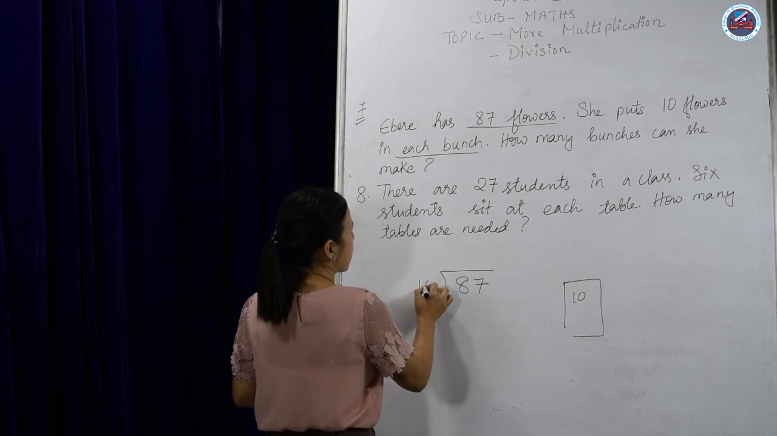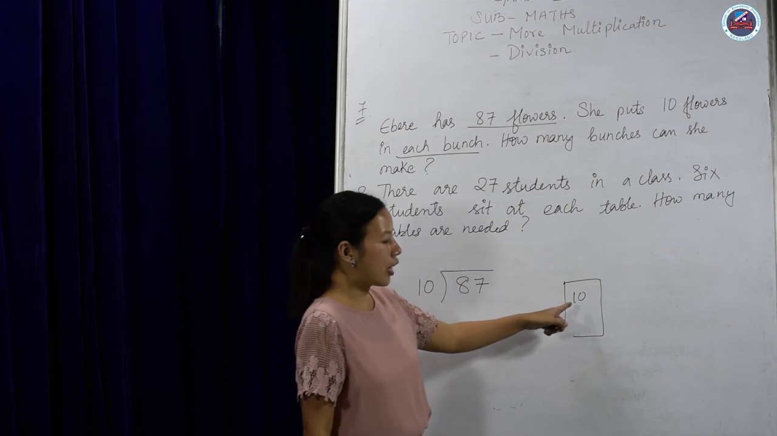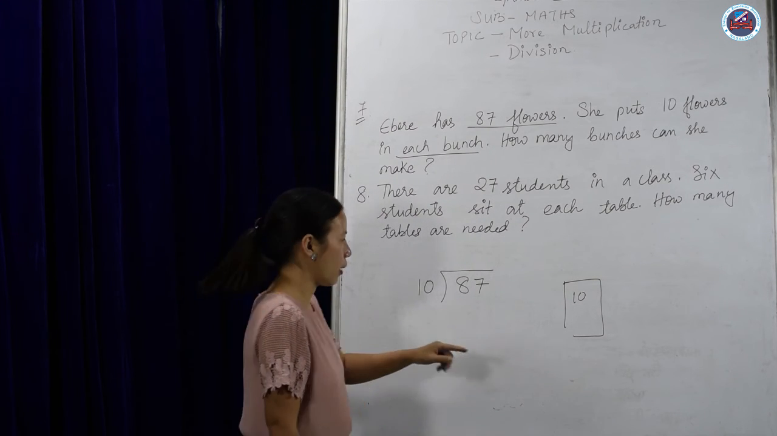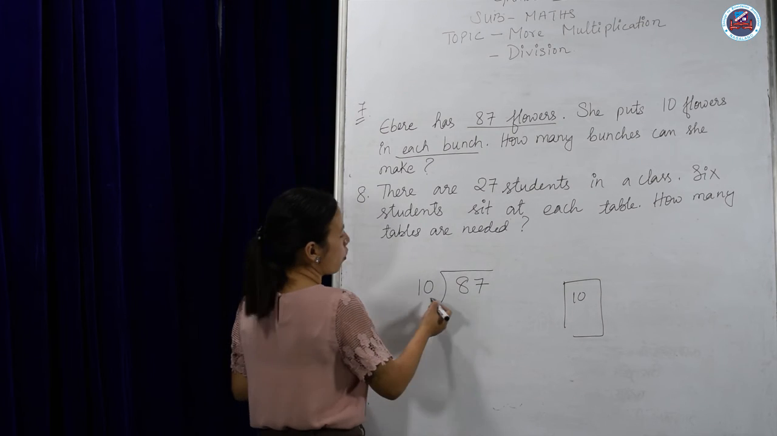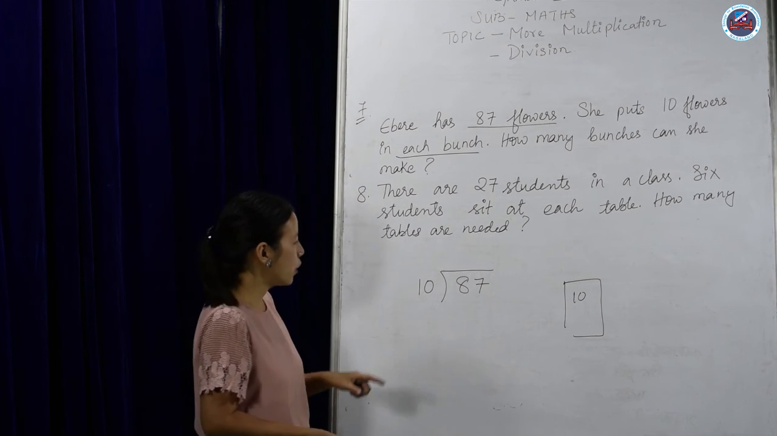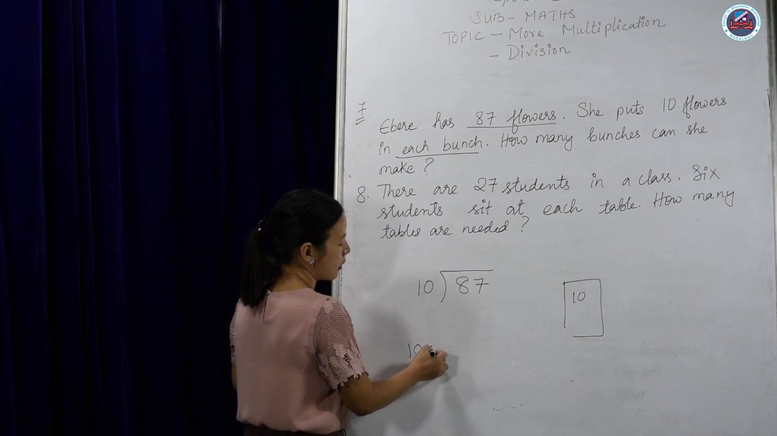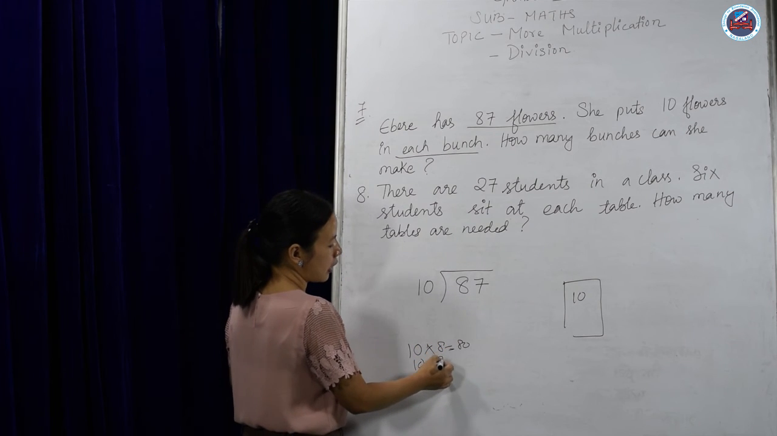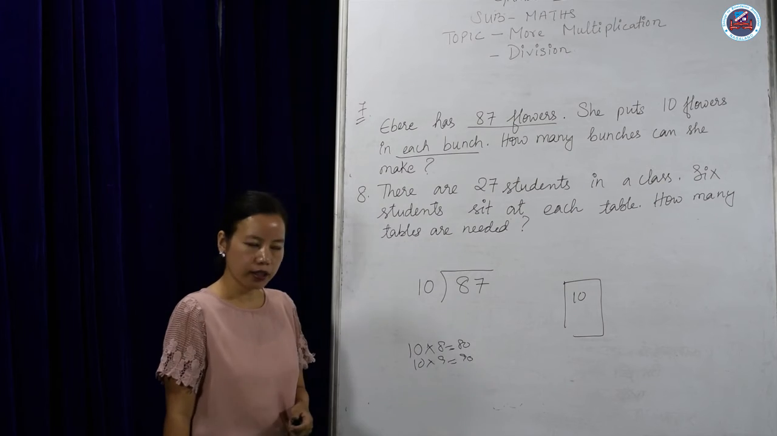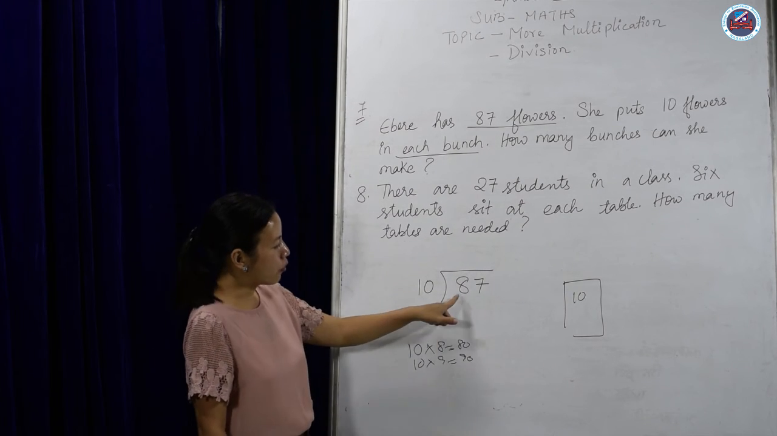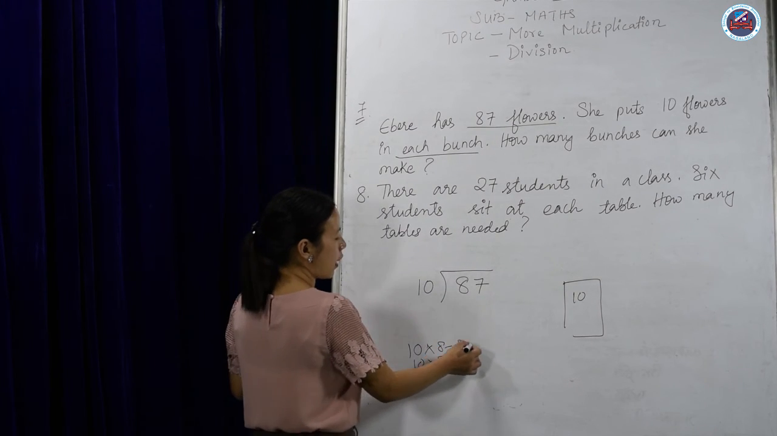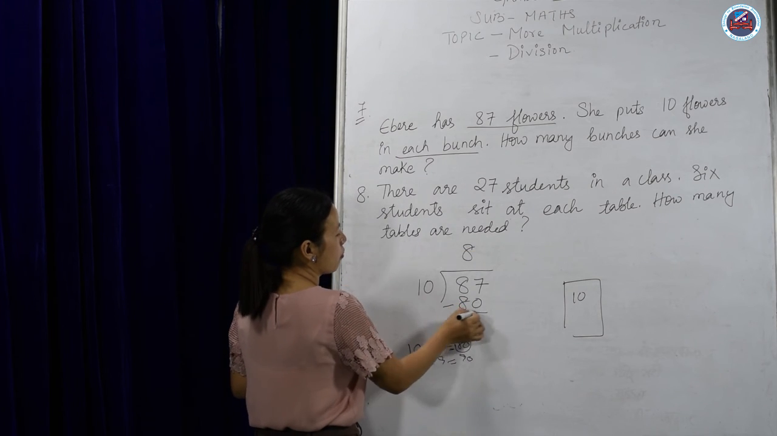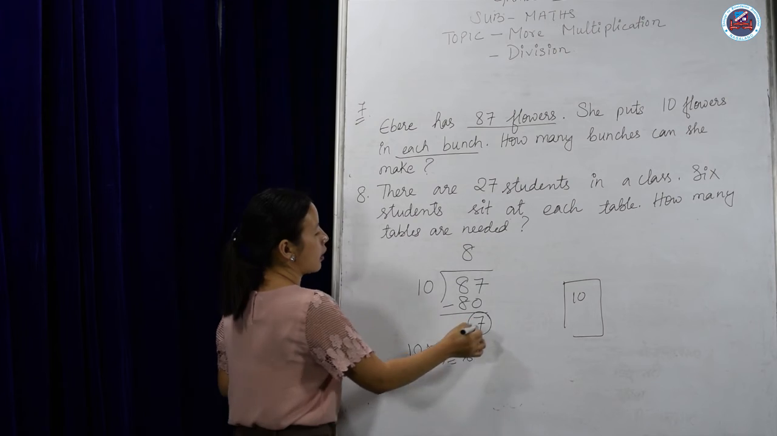We're going to divide it by 10. So each bunch, she has used 10 flowers, so we're going to divide it equally into 10, right? So divide it by 10. When we read the table of 10, we know that 10 times 8 is 80, right? And then if I go for 10 times 9, that makes 90, which is big. The number is 87, right? So I'm going to go for 80. That is 10 times 8 is 80. So minus it, you got your remainder as 7.